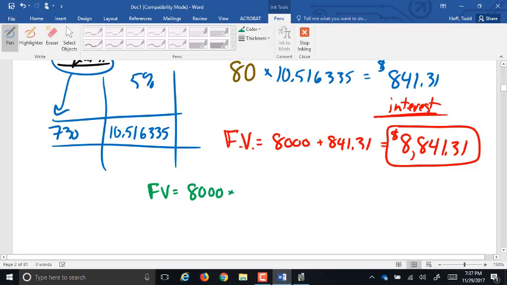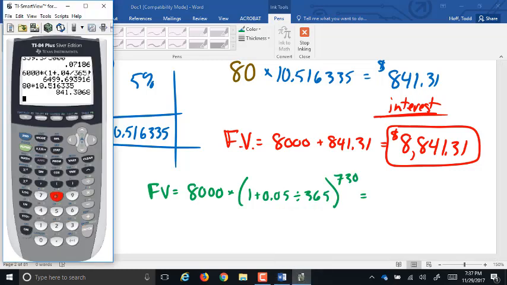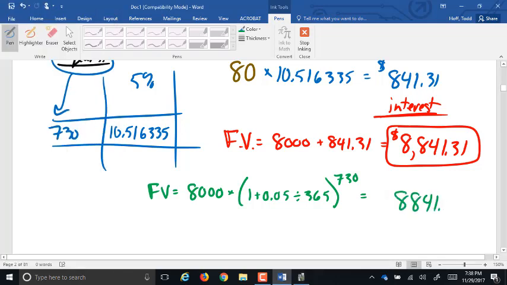Yeah, if we do the formula, it's 8,000 times 1 plus 0.05 divided by 365 to the power of 730. And it should come out $8,841.31. Yes, that's because 100% plus.